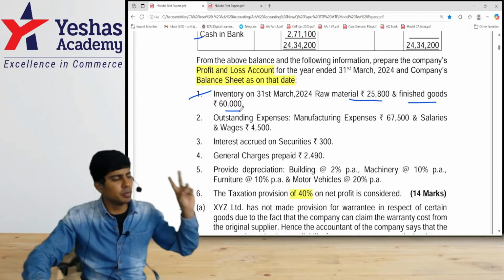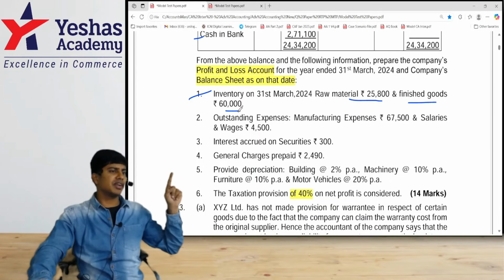Then finished goods closing inventory is 60,000. Where would this come? Two places. Number one, changes in inventory, opening minus closing. Number two, inventory in balance sheet asset side closing. 60,000. Inventory, I'll write first. Finished goods 60,000, making it 85,800. I need not write the total. I can wait for WIP, but I know there is no WIP, so I've written. But you wait, okay? Or should I also not write?